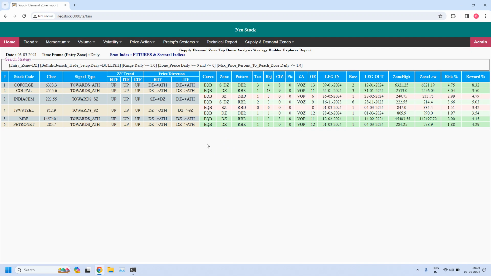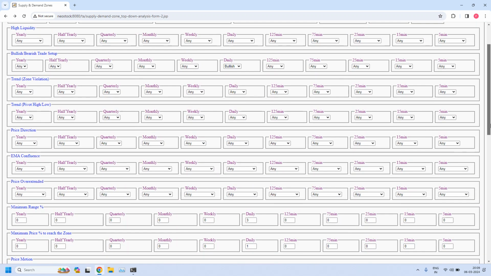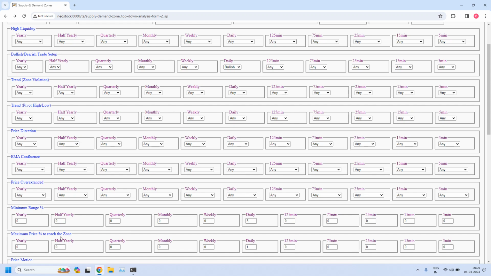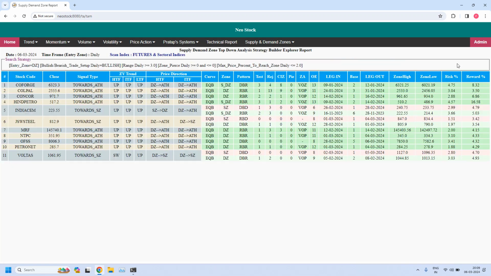So that is the reason why let us increase the percentage to 2%. Within 2% close to the demand zone, any stocks. So the maximum price percent to reach the zone, I am changing 1% to 2%. So 11 stocks are filtered.